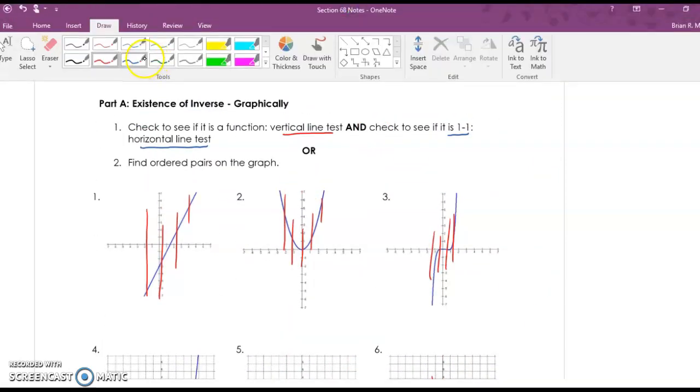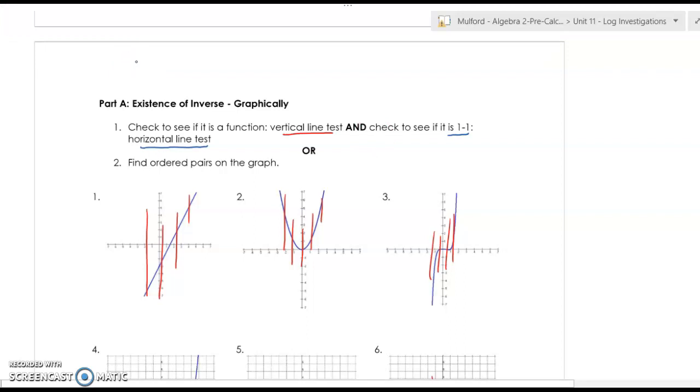Then we apply the horizontal line test. Now this one's the same idea as the vertical line test. You're looking to see if it crosses multiple times. And this one looks like it's okay. So because it passes that, I'm going to say that yes, it does have an inverse. Inverse exists.